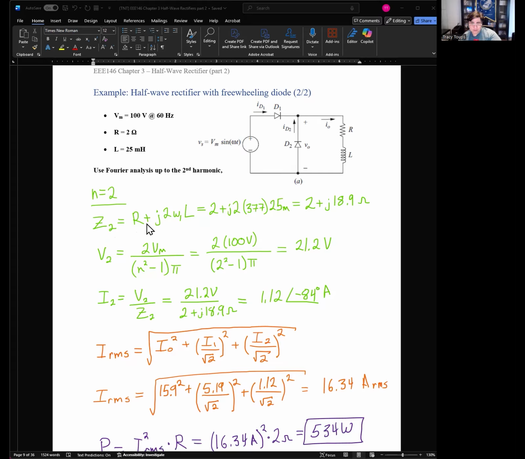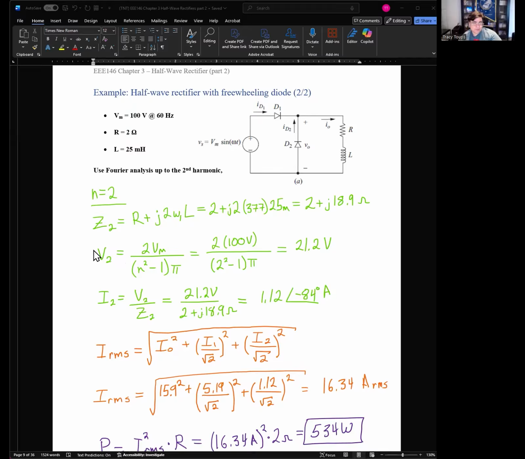Z2 is equal to R plus J2 omega 1 L, right? And you plug everything in, it's going to be 2 plus J2 times 377 times 25 milli, which is 2 plus J 18.9 ohms. So the only thing that changed between the previous one and this one is the inductor doubled in impedance, which makes sense. You went from 60 hertz to 120 hertz, right?